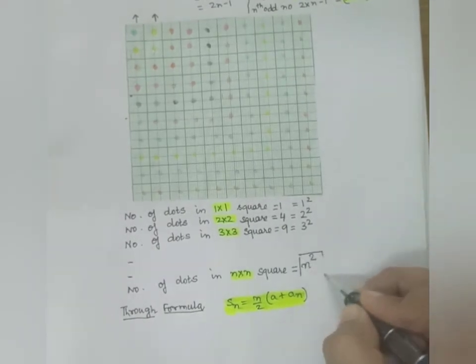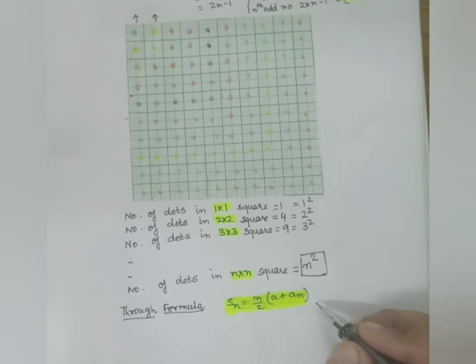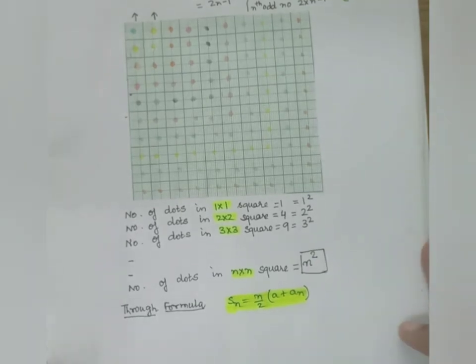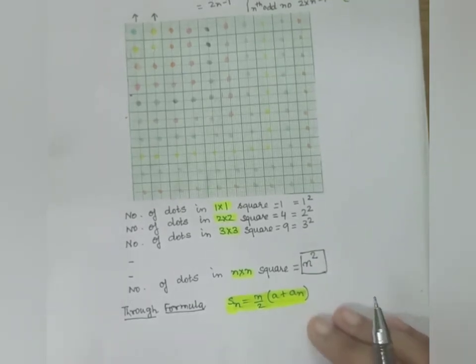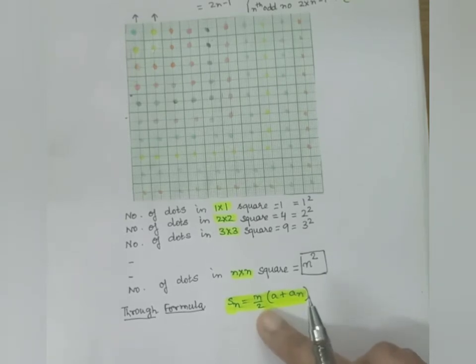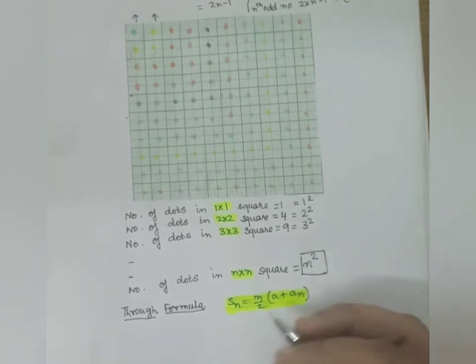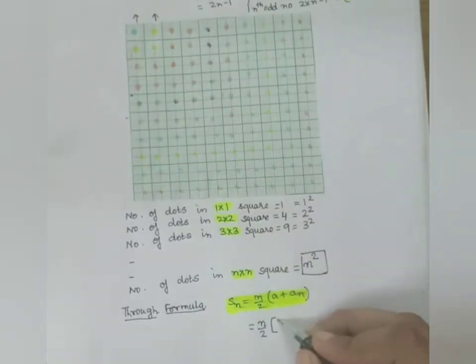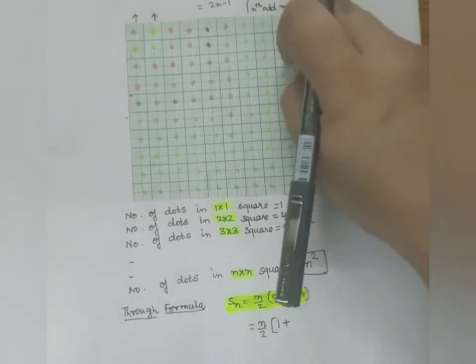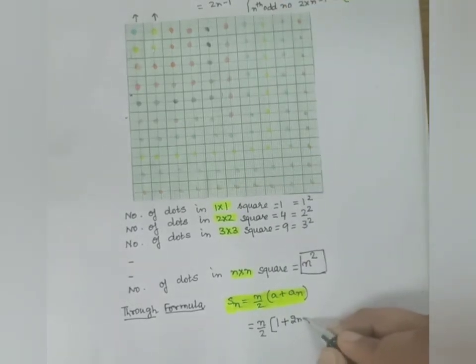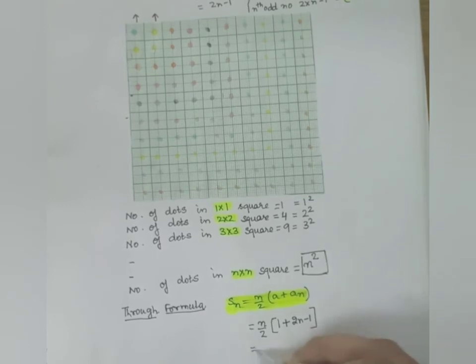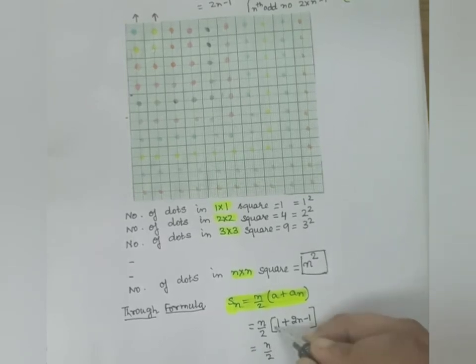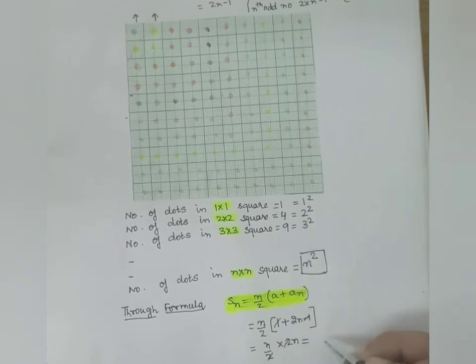We can also prove this by using a simple formula that we have studied in our classes, to find the sum of first n numbers in an AP. In this AP, we have n numbers, the first term is 1 and the last term of this AP is of the form 2n minus 1, that is the nth term of the AP. On solving, it is like n upon 2 into 2n, which is the same as n square.